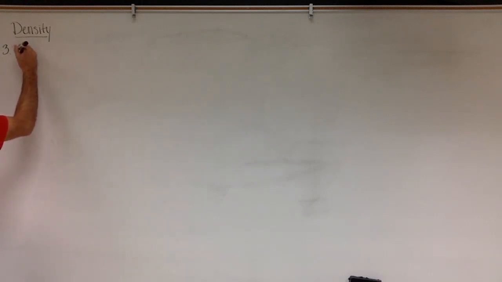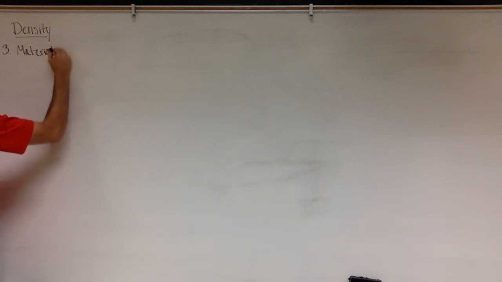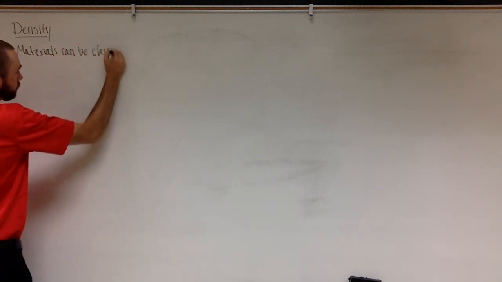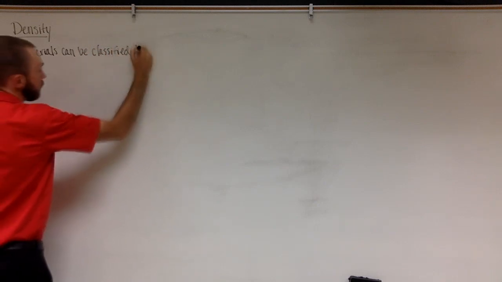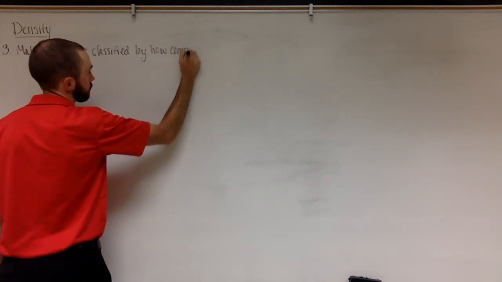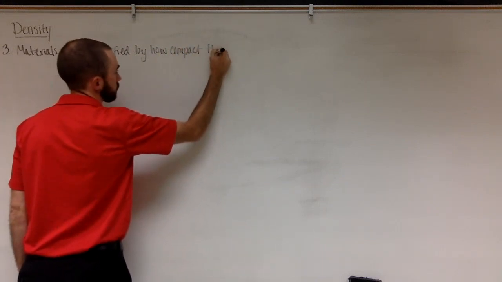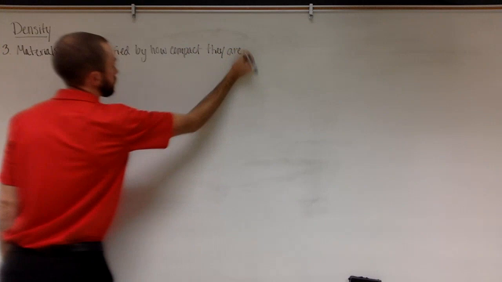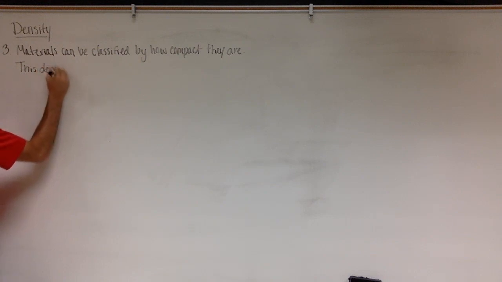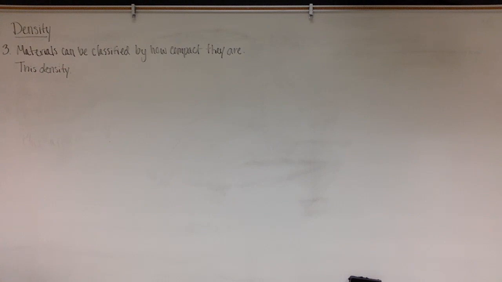Alrighty, so one way we can classify materials. So materials can be classified by how compact they are. And what we call this is density. So it's a measure of how much mass is in a given volume.